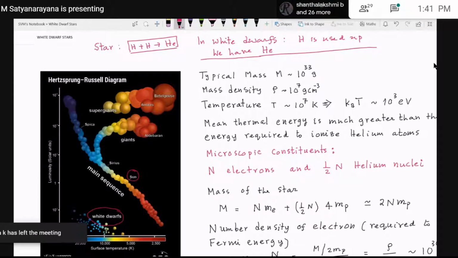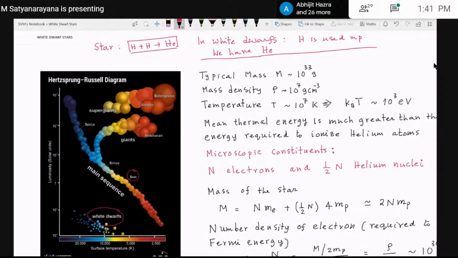So what are the microscopic constituents? Let's say there are N electrons, and then N by 2 helium nuclei. Right now I'm just saying some arbitrary N. If there are N electrons, because each helium has two electrons, there will be N by 2 helium nuclei.